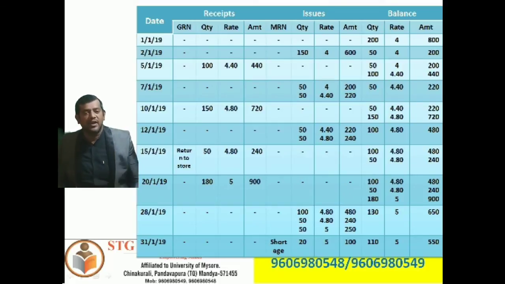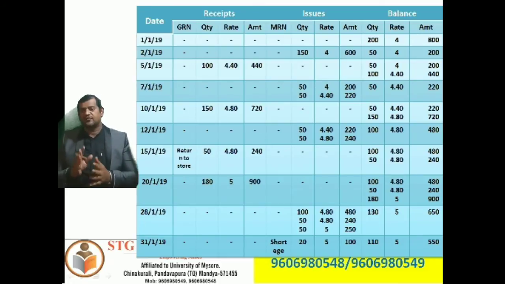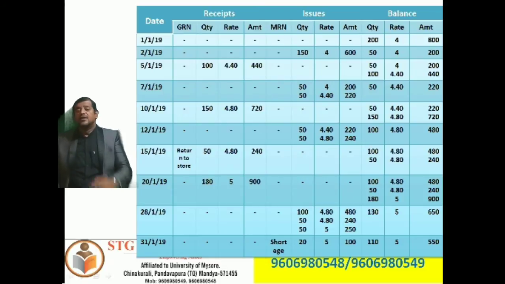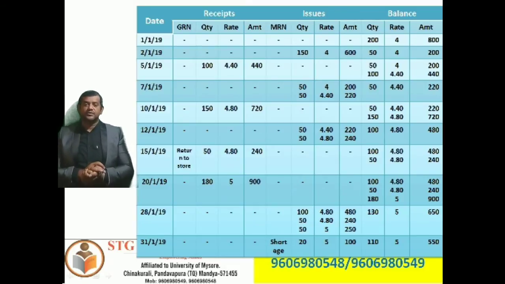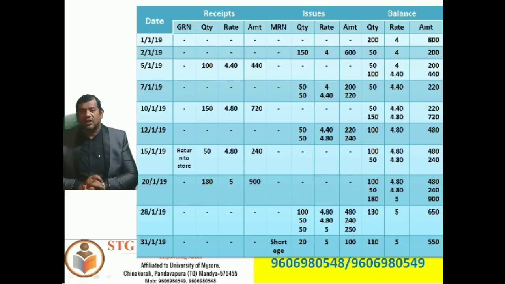So look at 12/1/2019. 50 units were issued at 4.40 and 50 units were issued at 4.80. Which is the last price? 4.80, correct? So return to store 50 units at rupees 4.80. So 240 rupees worth of good material has been received back to the stores. Under issue column nil, nil, nil. Under balance column, 100 units of 4.80, 480, and 50 units of 4.80, 240.